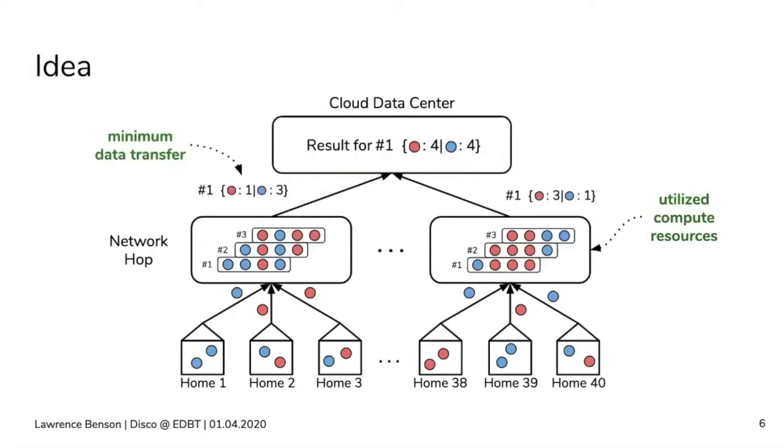So to solve this, we propose Disco. Disco is a distributed window aggregation approach where we push down the computation of the windows and the aggregation down to the network hops. So we can utilize their compute resources, and after that we only need to transfer aggregate data instead of raw data to reduce the data transfer.